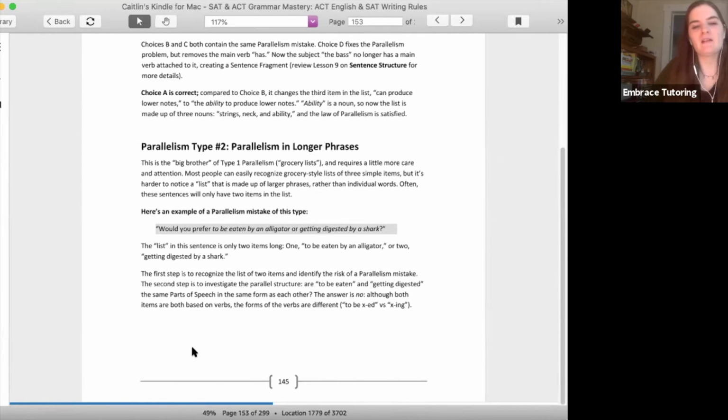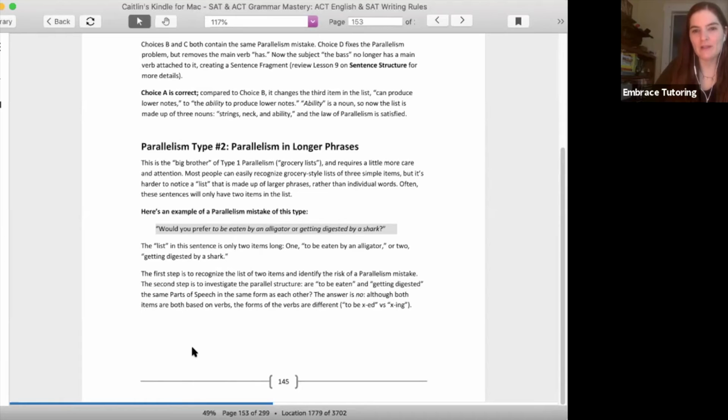Another form of parallelism that you can see, in longer phrases, and a common mistake, is when we have a list that's made up of larger phrases rather than individual words or small groups of words. In this case, when we're using parallelism in longer phrases, we usually only have two items in the list. An example of this type of mistake is, would you prefer to be eaten by an alligator or getting digested by a shark?